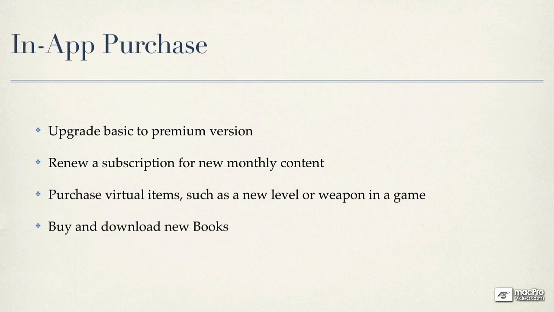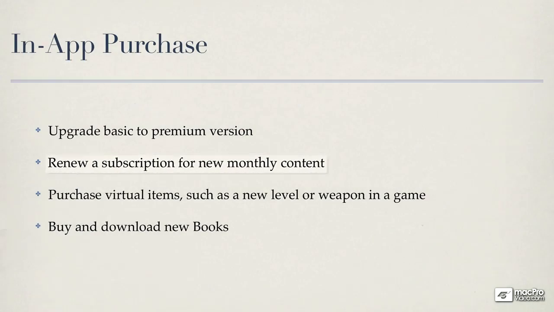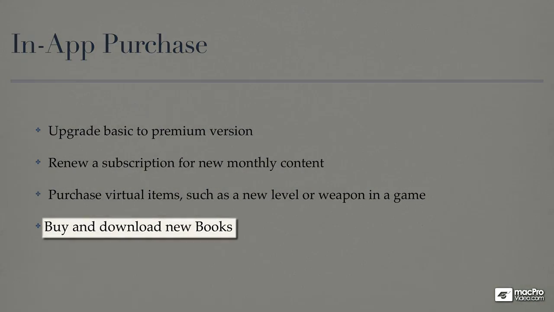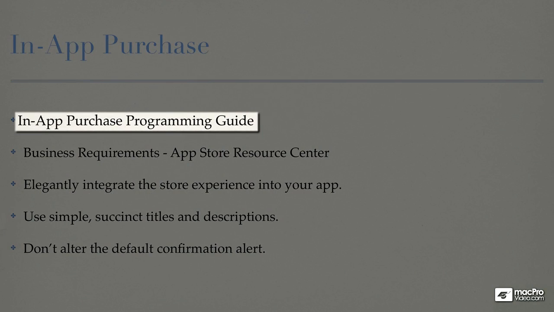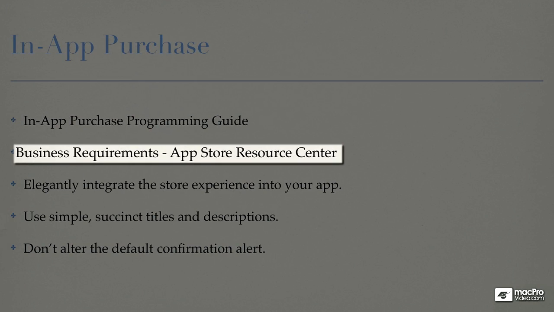In-app purchase. Now this is a very interesting one, and a lot of apps out there are actually designed these days to be free apps, free to use, but there's additional content which you can purchase in-game. And some of those are the most lucrative ones. And so a couple of possibilities here are upgrade a basic to a premium version, renew a subscription to new monthly content, purchase virtual items such as a new level or weapon in a game, and buy and download new books.